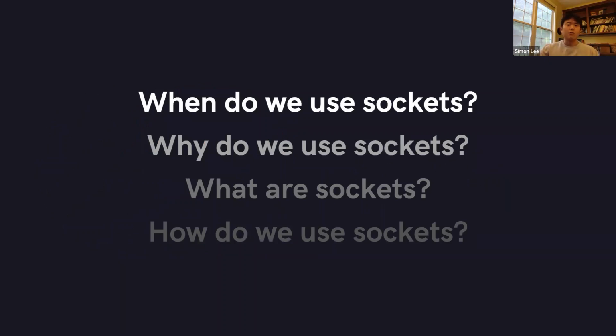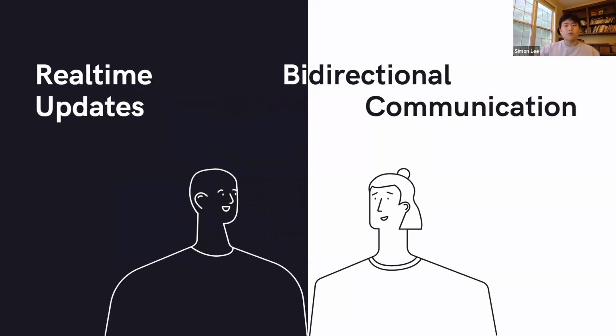So let's think about when we might use sockets. We would use them when we want our applications to have either one or both of these features of real-time updates, which kind of speaks for itself. You get updates on changes to data in real time as they happen. And bidirectional communication. This means both the client and server can send and receive messages simultaneously. Developers can leverage these capabilities that WebSockets provide to create collaborative real-time web applications.